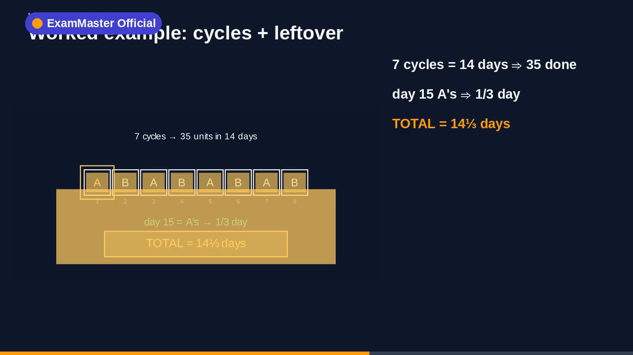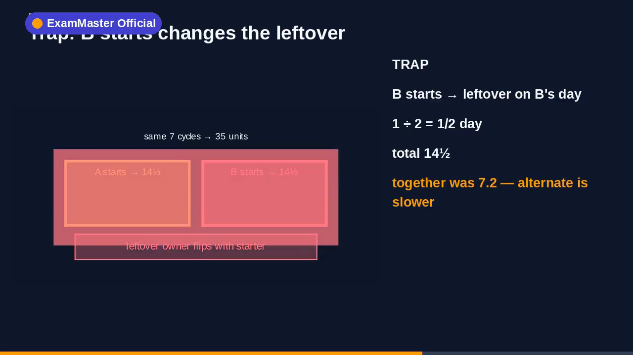The trap. Starting with B leaves the same 35 after 14 days, but clears the leftover at 2 a day, giving 14 1/2 days. The exam trap is simple. Start with B instead, and the first 2 rows are identical, 7 cycles, 35 units, but the leftover unit is cleared at B's 2 units a day, taking half a day and giving 14 1/2 days. Same pair, same job, different answer. Alternating also costs nearly twice as long as working together.